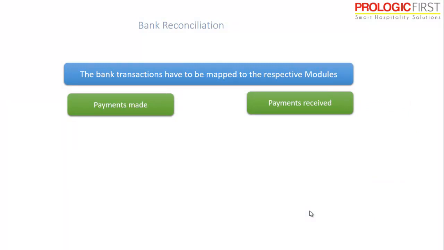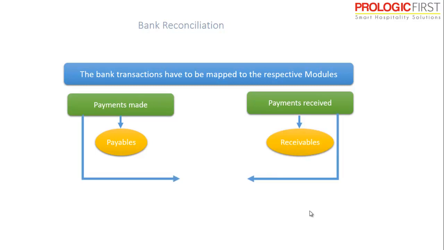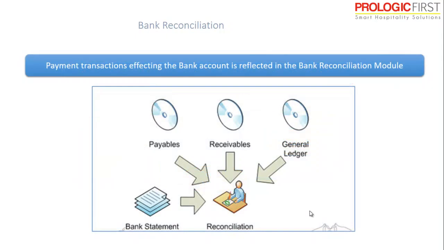Each of the transaction types mentioned has to be defined in the bank reconciliation module, and further mapped to all payment transactions in payables, receivables, and general ledger. By doing this, all transactions in other modules that affect the bank account will automatically display in the banking module.